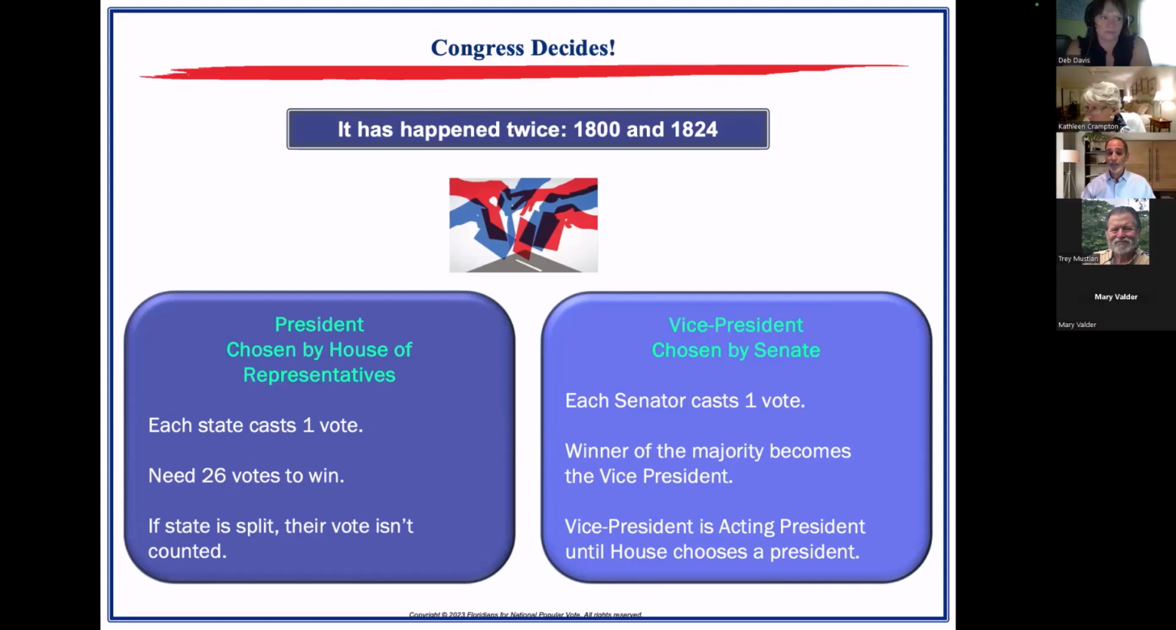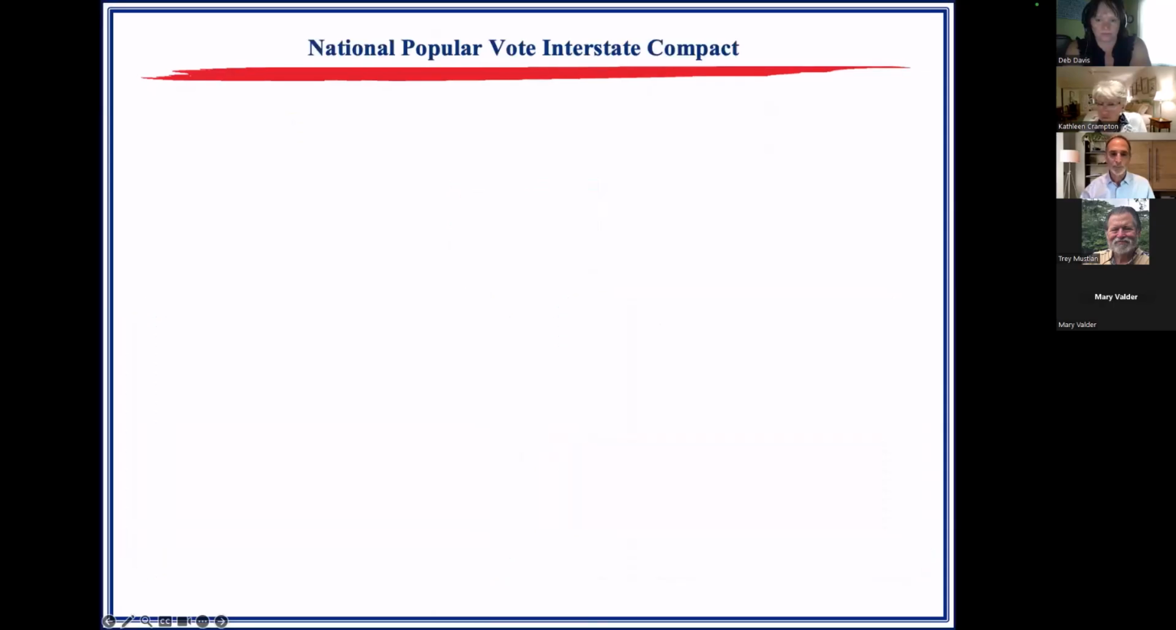And by the way, that vice president becomes the acting president if the House doesn't reach a consensus, if the House doesn't reach a vote with 26. So you want to talk about one person, one vote? You want to talk about a system that's not that fair? That's the one we have now.